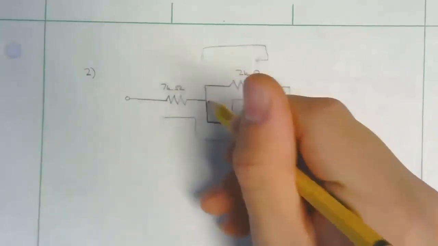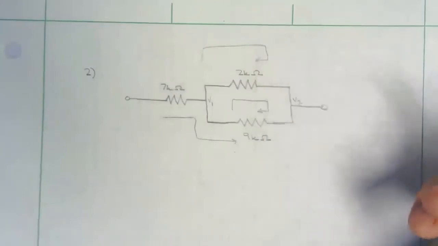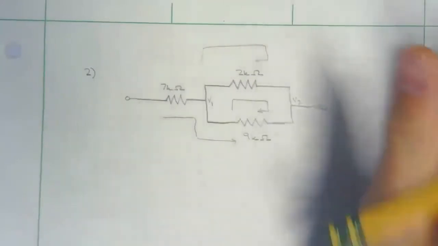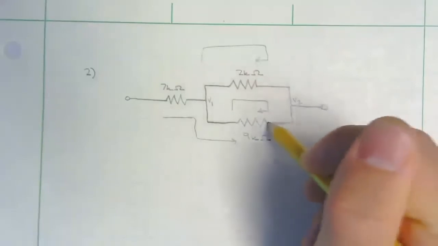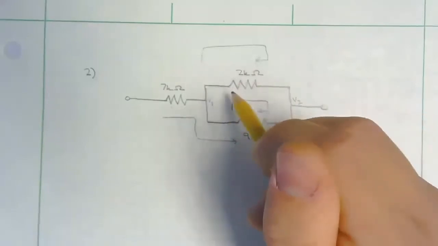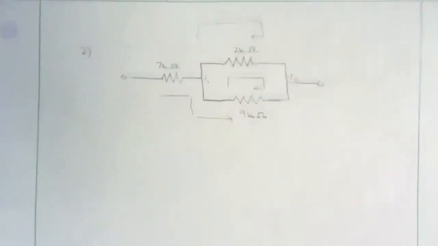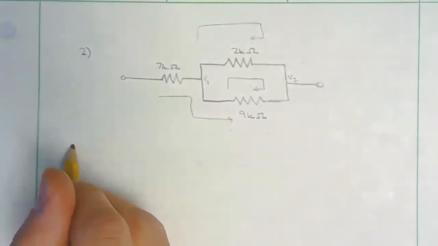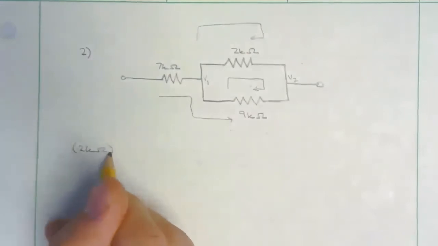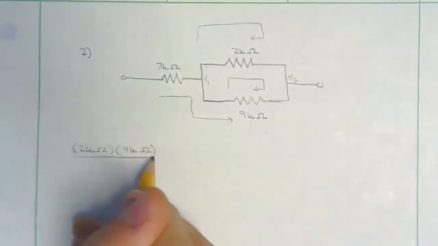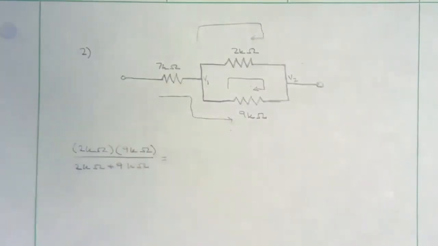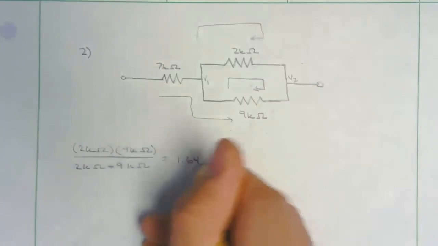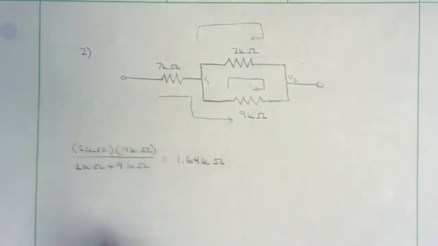But let's look at their nodes. So we got V1 is a node here, and V2, just arbitrary numbers. They're completely fictional. And this node is connected to the 9, and then this node is also connected to the 9. They're both connected to V1 and V2. Therefore, these two resistors are in parallel. So with two resistors, we can find their equivalent resistance. It's going to be 2 kilo ohms times 9 kilo ohms over 2 kilo ohms plus 9 kilo ohms, which is going to give us 1.64 kilo ohms.